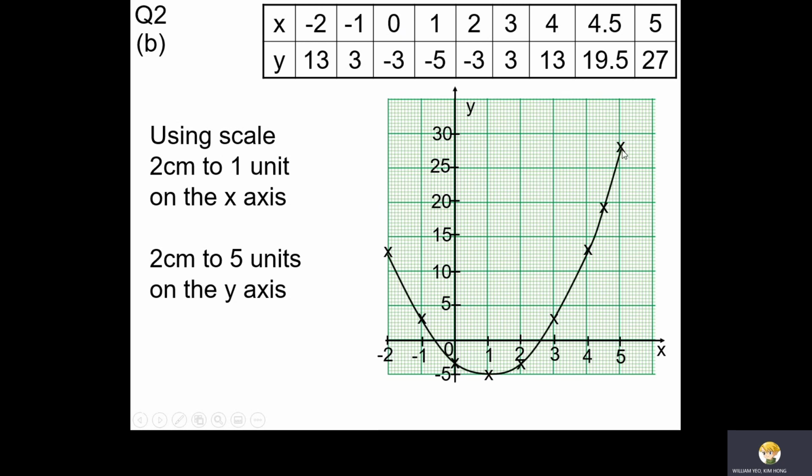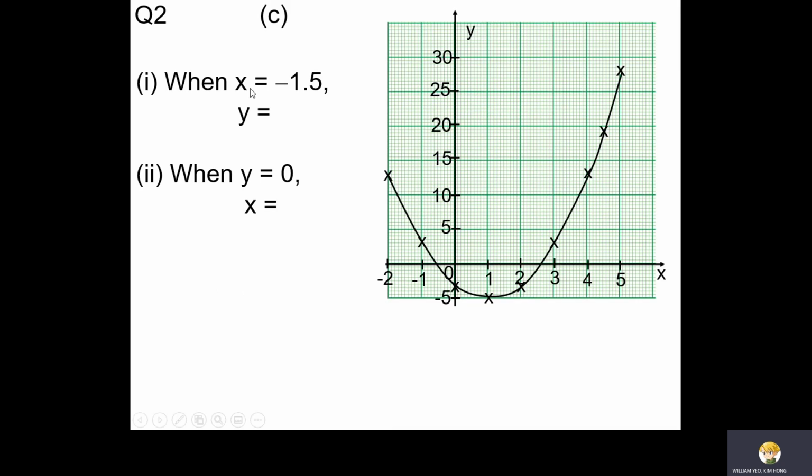A quadratic function is always something like this or the other way around. There will be a minimum or a maximum value. So how many marks will this graph give you? 4 marks. So you need to plot all the points correctly, connect them with a curve, and have the correct scale for x and the correct scale for y. 4 marks.